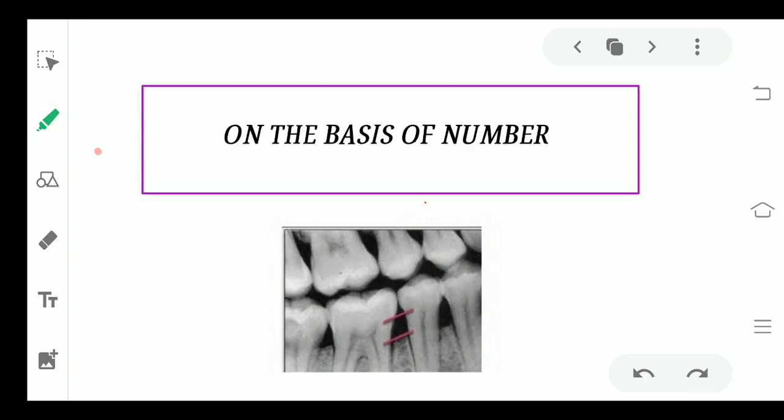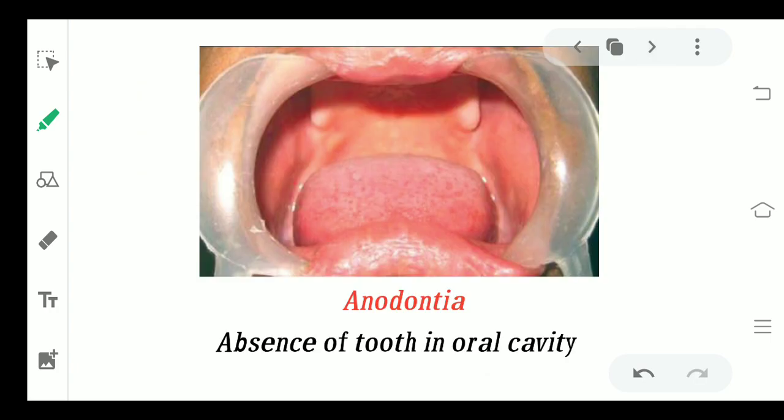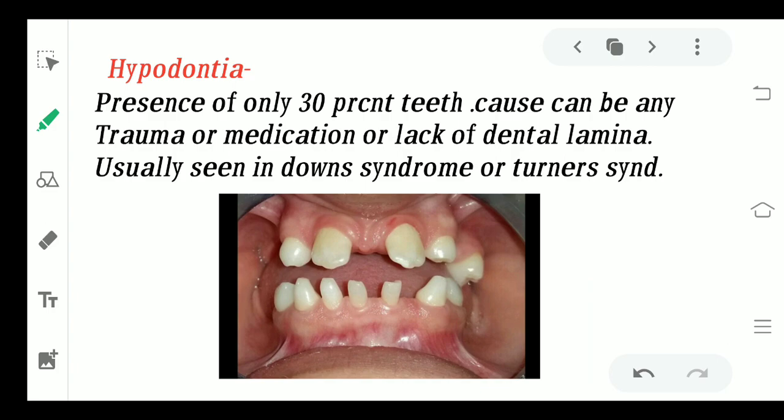So all this which we discussed till now was on the basis of the shape, and now we will be talking about anomalies on the basis of the number. Now when you talk on the basis of the number, the first one we are going to deal with is anodontia. Anodontia is a congenital condition in which there is absence of any kind of tooth in the oral cavity. Fine, this is a condition when there are no teeth in the oral cavity, and this is known as anodontia. The next we have is hypodontia.